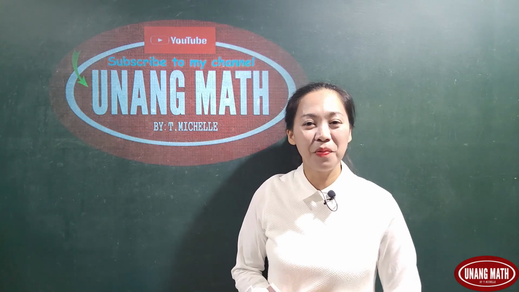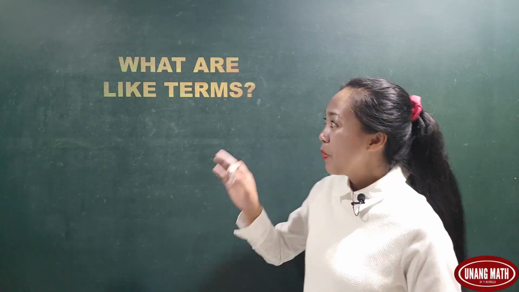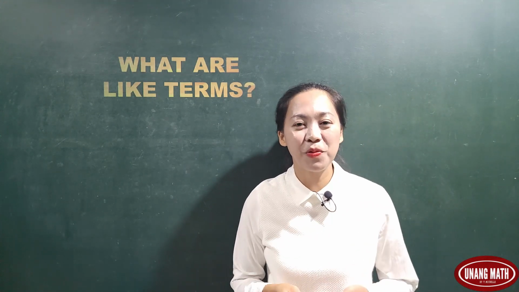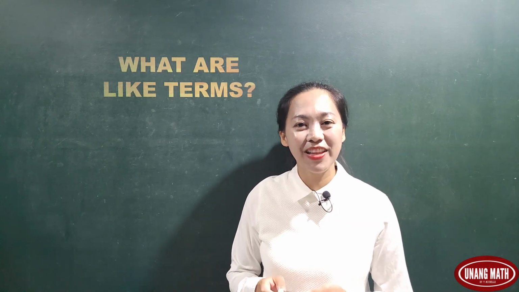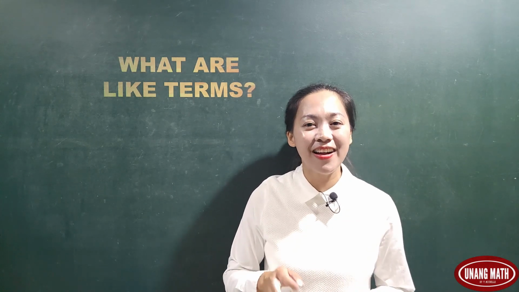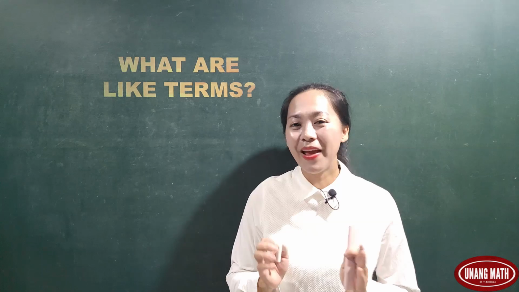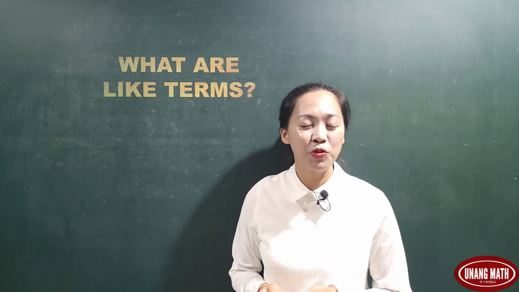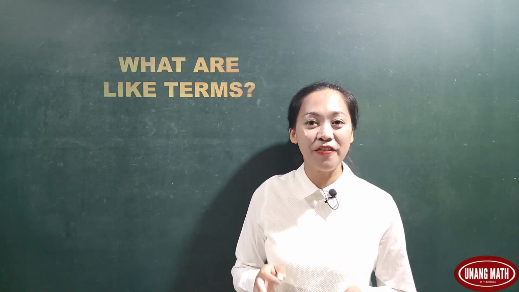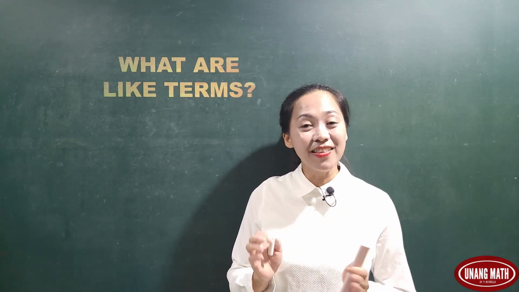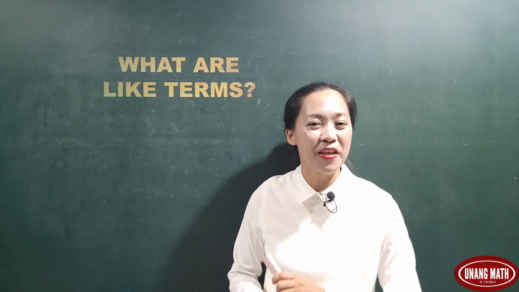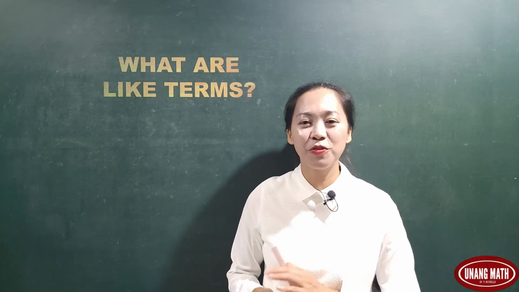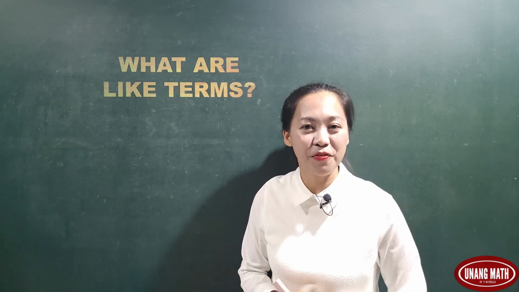In this episode, I will discuss what like terms are. In our previous episode, we finished multiplication and division of linear expressions. Multiplication and division of linear expressions are easy because we just multiply or divide the numbers, then write the variable after the number. Addition and subtraction of linear expressions are a bit different.